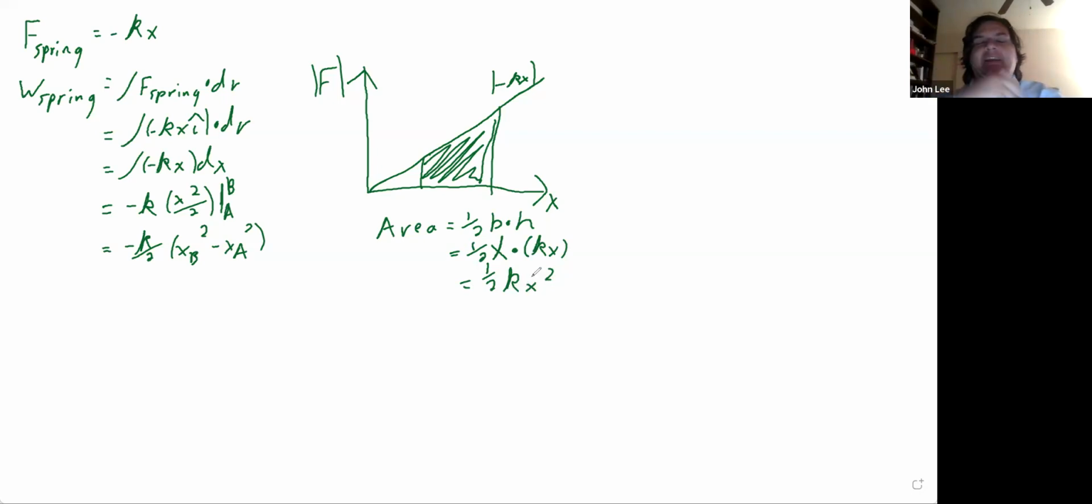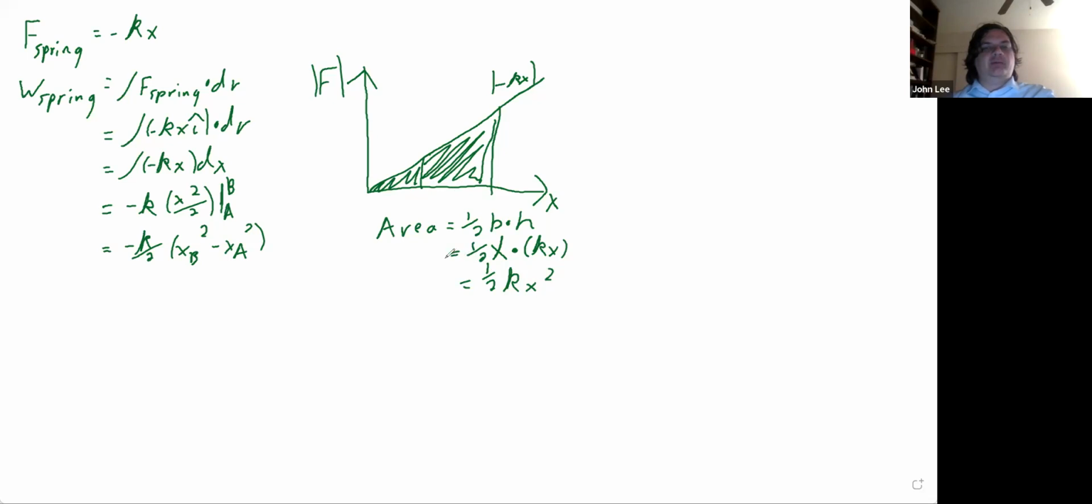mathematically, because basically that is the form that integrals take. You find the area under the curve in order to find it, and if it's a simple geometric shape like a triangle, then this is going to be just 1/2 kx squared.